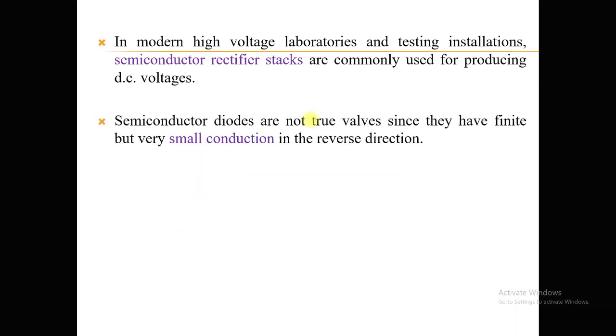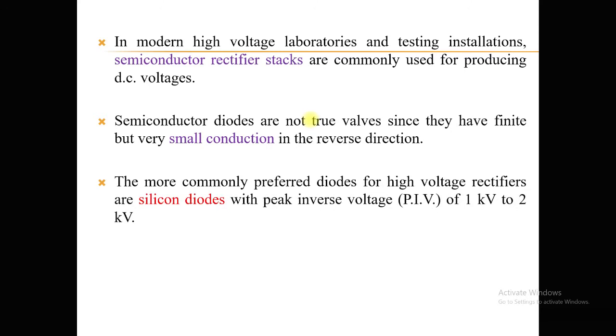So in modern high voltage laboratories and testing installations, semiconductor rectifier stacks are commonly used to produce the DC voltage. Semiconductor diodes are not a true valve since they have finite but very small conduction in the reverse direction. So it will give you the PIV value.